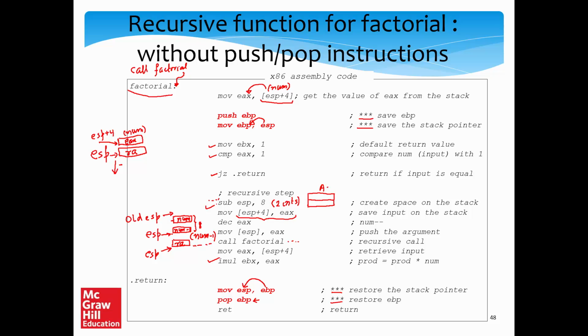So let me call it the activation block, with space to store two integers. One of them is the ESP plus 4. So the new stack pointer would point over here, ESP. One of them is used for register spilling. So we are spilling the value of EAX, which essentially contains the original number. The other one is being used to pass an argument to the next function that will be called. So this has num minus 1, right?